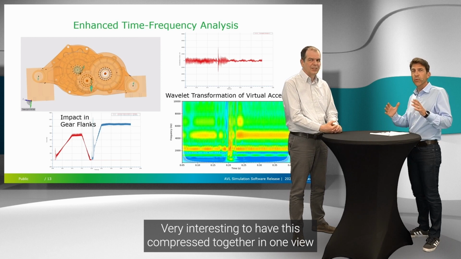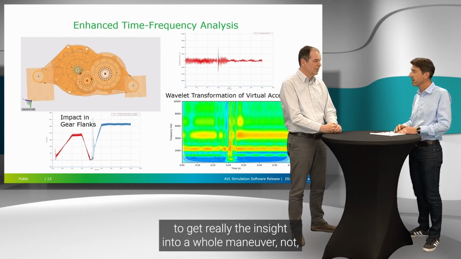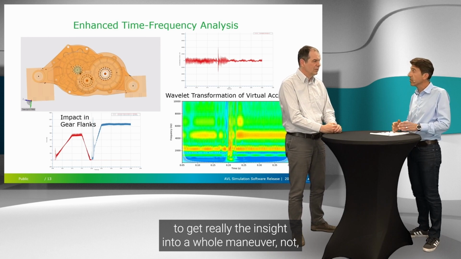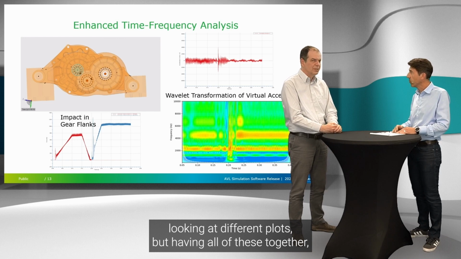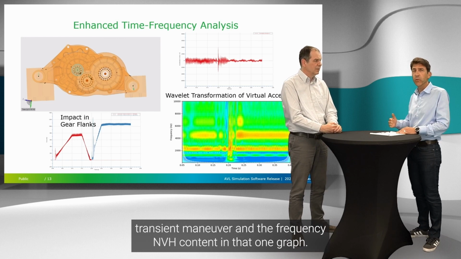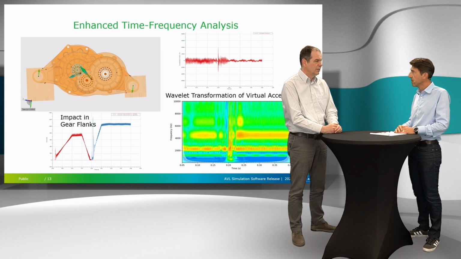Yeah, very interesting to have this compressed together in one view to get really the insight into a whole maneuver, not looking at different plots, but having all of this together: a transient maneuver and the frequency NVH content in one graph. That is, I think, also a unique feature for the software.